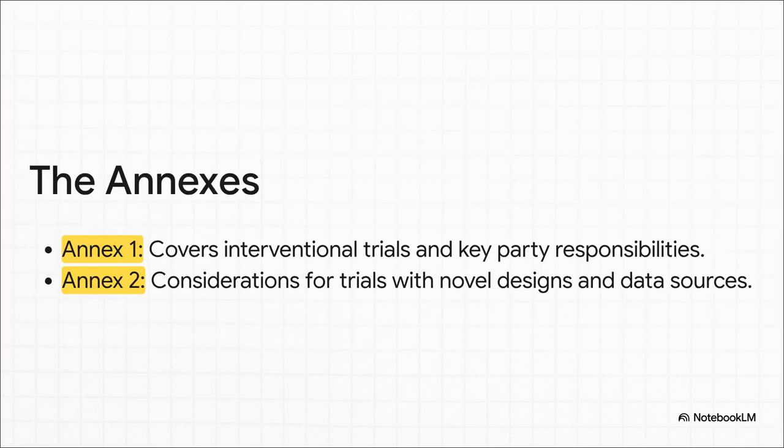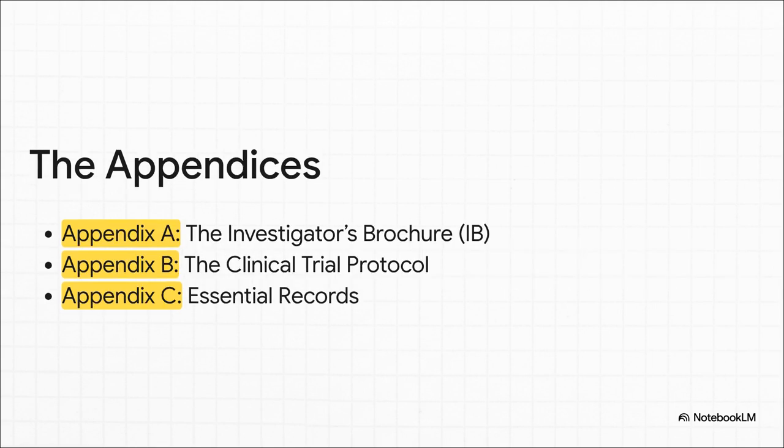Let's zoom in on those annexes for a second. Annex 1 is kind of the main event. It covers your traditional clinical trials and lays out who's responsible for what. But Annex 2, that's the new and really exciting part. It's what gives the guideline its flexibility, with specific advice for modern trials that use things like decentralized tech or real-world data. And as for the appendices, there are 3 of them, and they're all about the essential paperwork.